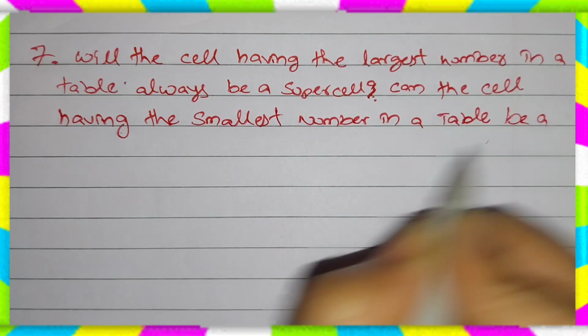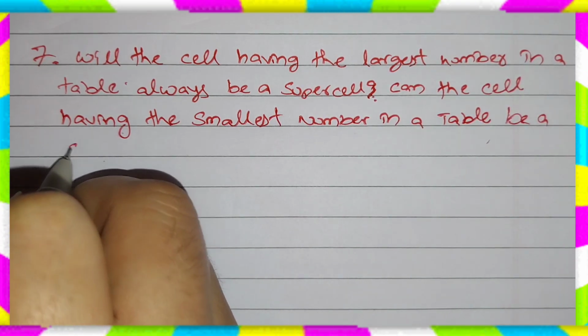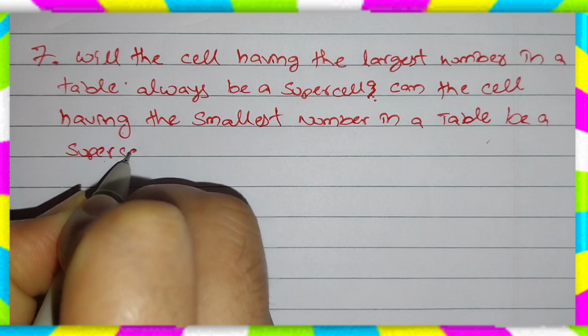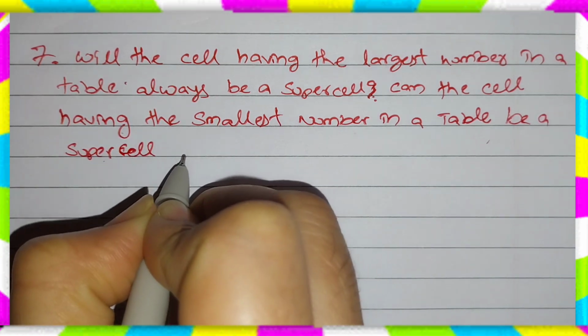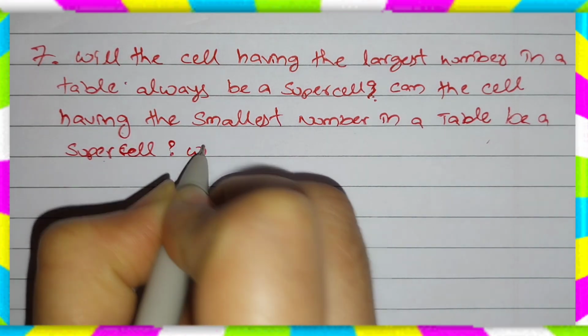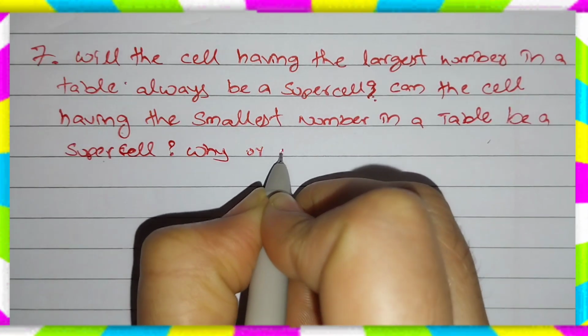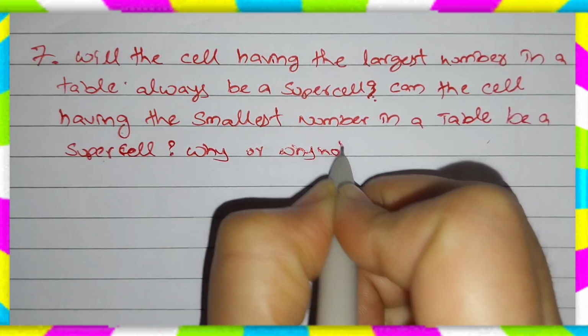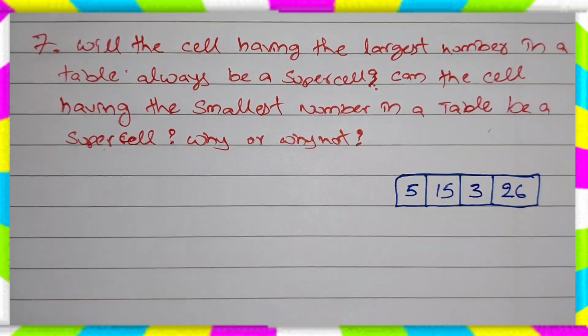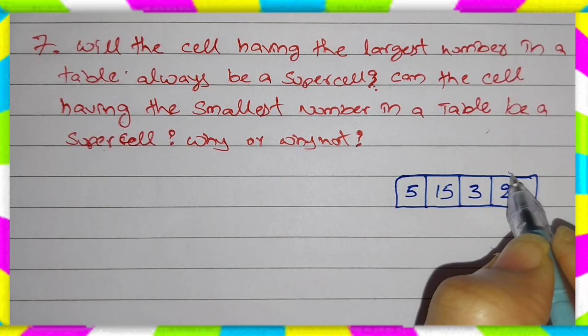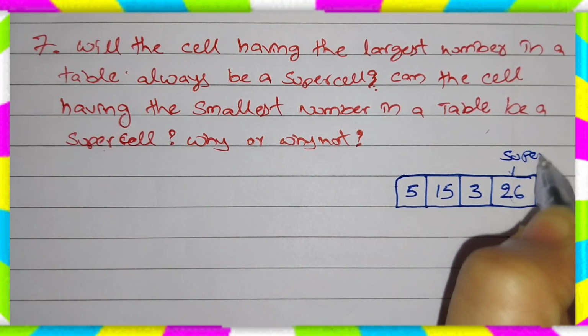Moving to the seventh question. The seventh question is, will the cell having the largest number in a table always be a supercell? Can the cell having the smallest number in a table be a supercell? Why or why not? They ask two questions. Will the largest number always be a supercell, or can the smallest number be a supercell?